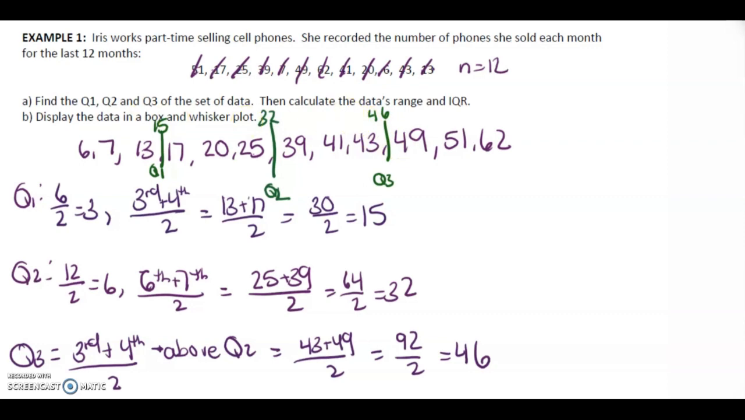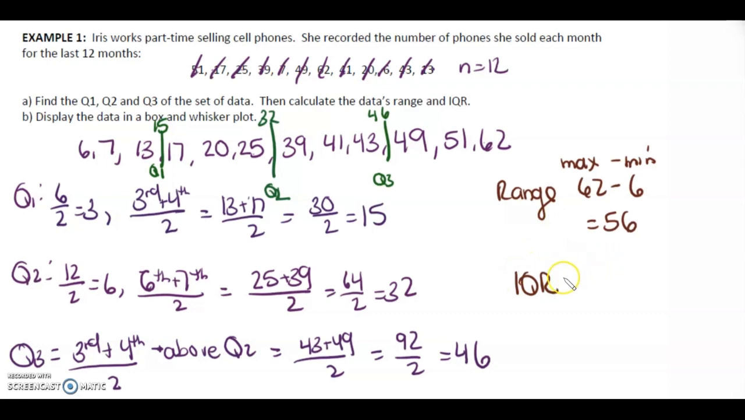Okay, so now we have Q1, Q2, Q3. We can find the range, which is going to be the highest number, 62, which is max, minus the minimal number, which is 6, which is 56. Okay, so this data is spread over 56 points of data.